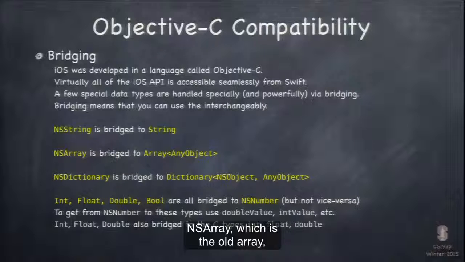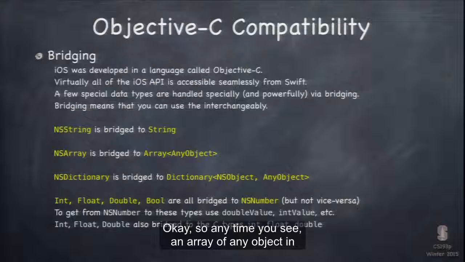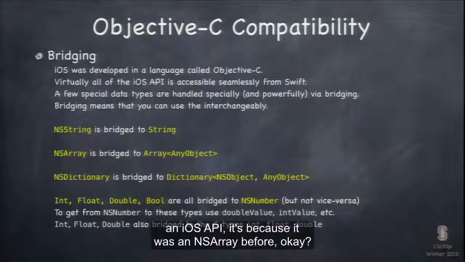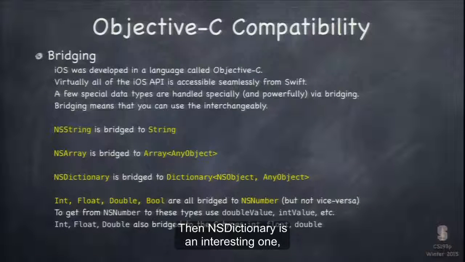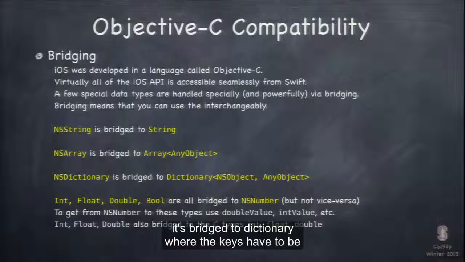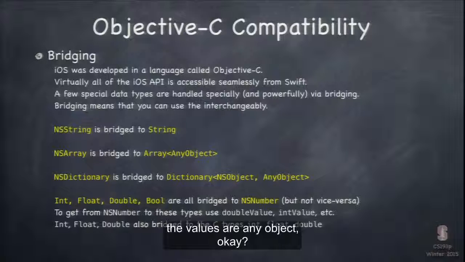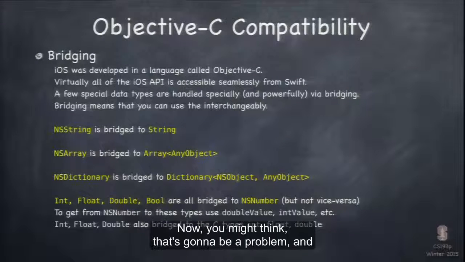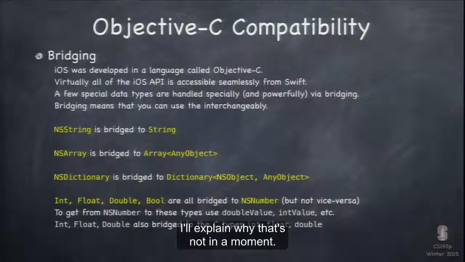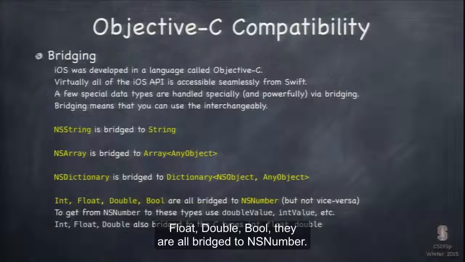NSArray, which is the old array, is bridged to array of AnyObject. Okay, so anytime you see an array of AnyObject in an iOS API, it's because it was an NSArray before. Okay? Then NSDictionary is an interesting one. It's bridged to dictionary where the keys have to be subclasses of NSObject, and the values are AnyObject. Okay? Now, you might think, oh, that's going to be a problem, and I'll explain a little bit why that's not in a moment.